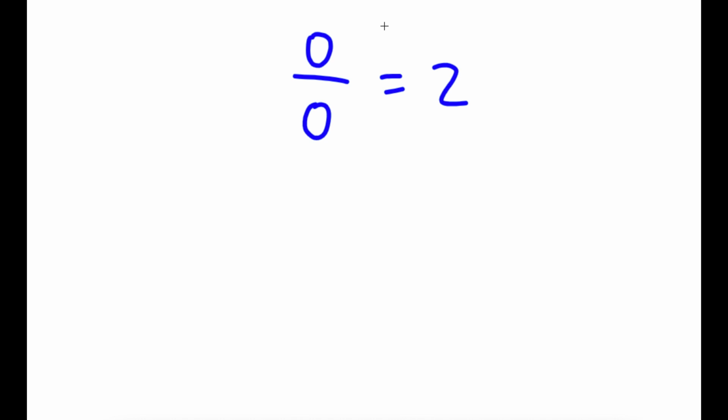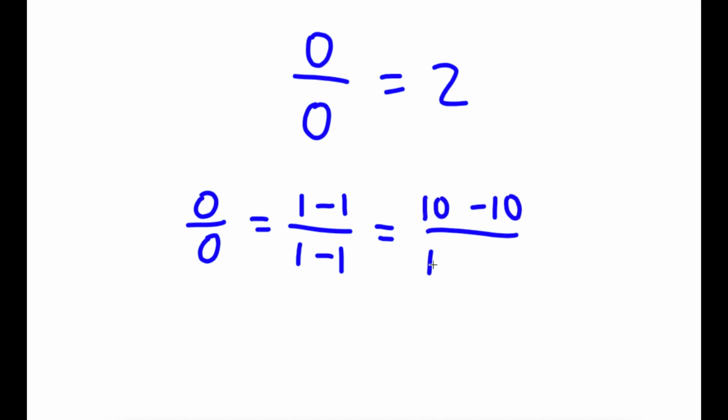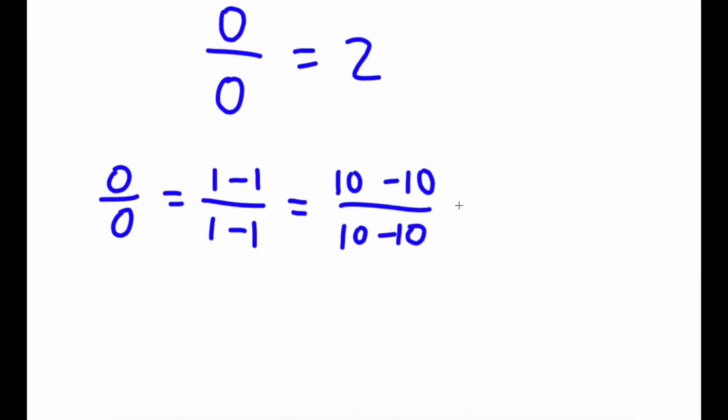All right, so I'm going to be proving that 0 divided by 0 is equal to 2. To do this, I'm going to first start with 0 divided by 0. So 0 divided by 0 is the same thing as 1 minus 1 over 1 minus 1, because 1 minus 1 is 0. Now 1 minus 1 over 1 minus 1 is the same thing as 10 minus 10 over 10 minus 10. Again, 10 minus 10 is 0, so I have 0 over 0 again. Now 10 minus 10 over 10 minus 10 is the same thing as 100 minus 100 over 100 minus 100. Again, 100 minus 100 is 0, so it's the same thing.